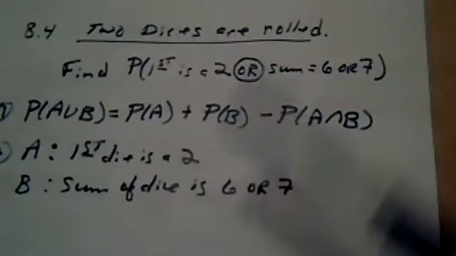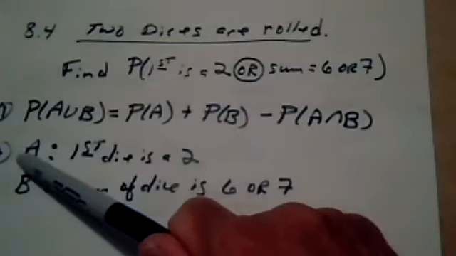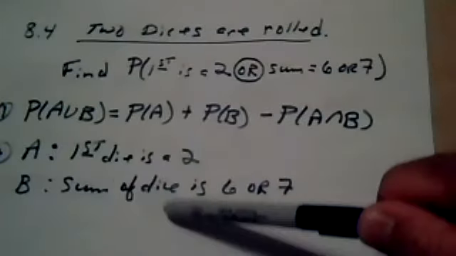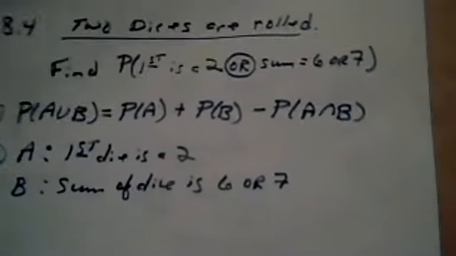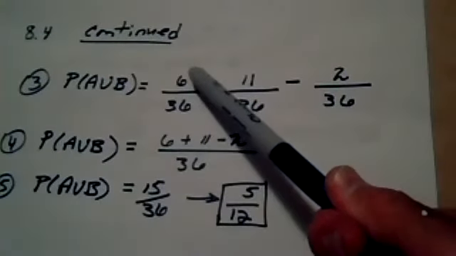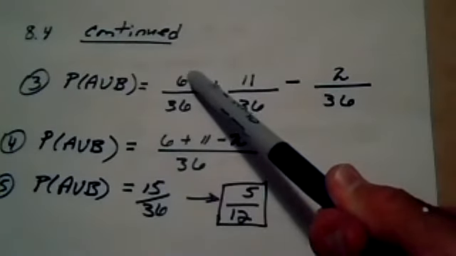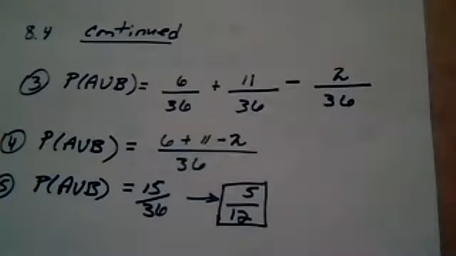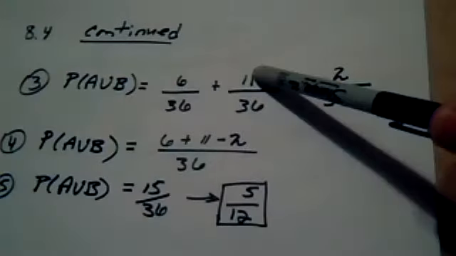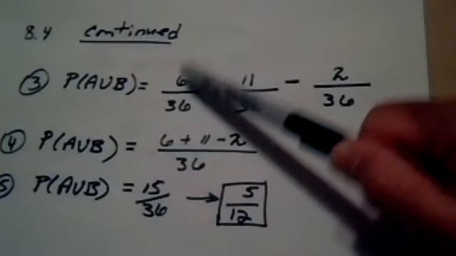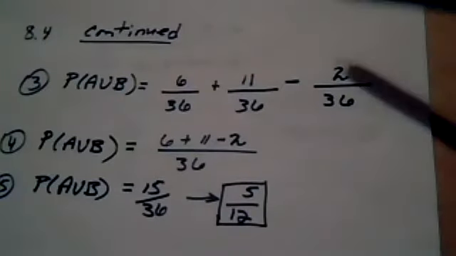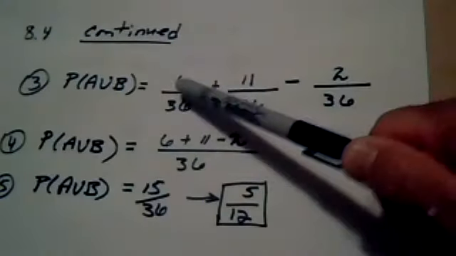So we'll let event A be the first die is a 2, and event B, the sum of the dice is 6 or 7. Then this will be the probability of A and the probability of B. So you go and count how many fit the description of A, how many fit the description of B, and you put these numbers here. And then this 2 is how many fit the description of A and B.